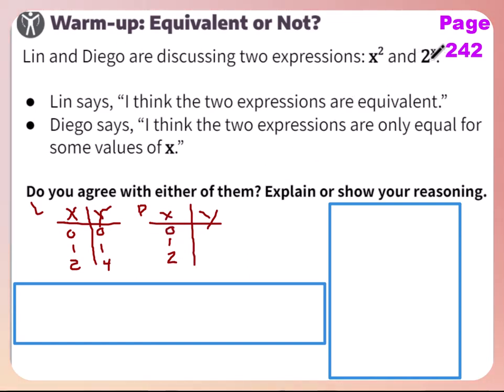Okay, I'm going to raise that to the x. All right, so I'm going to take 2 and I'm going to raise it to the 0 power. 2 to the 0 is 1. Anything to the 0 power is 1. Okay, then I'm going to take 2 to the first power. So that's going to be 2. And then 2 to the second power is going to be 2 times 2, or 2 squared, which is 4.